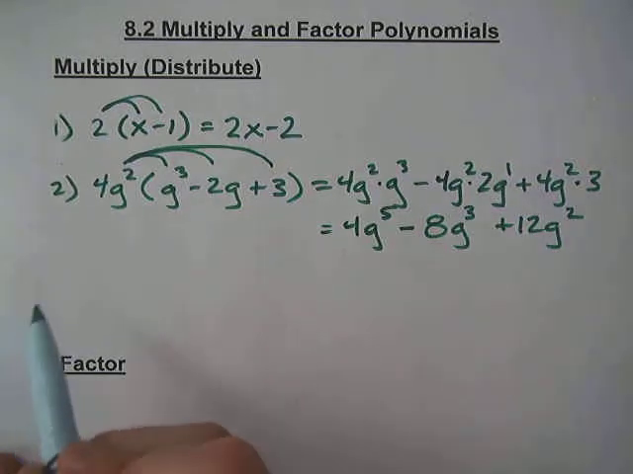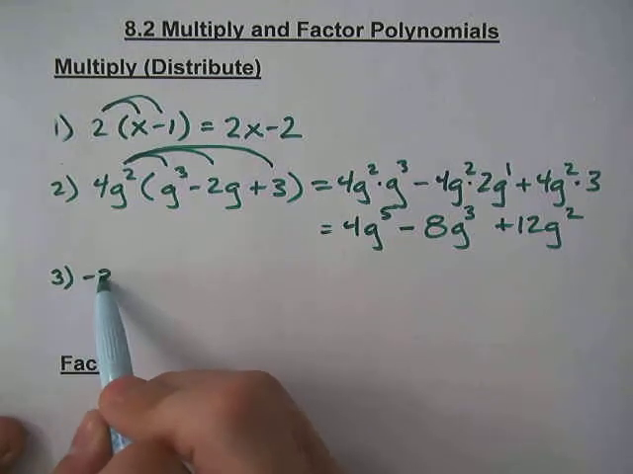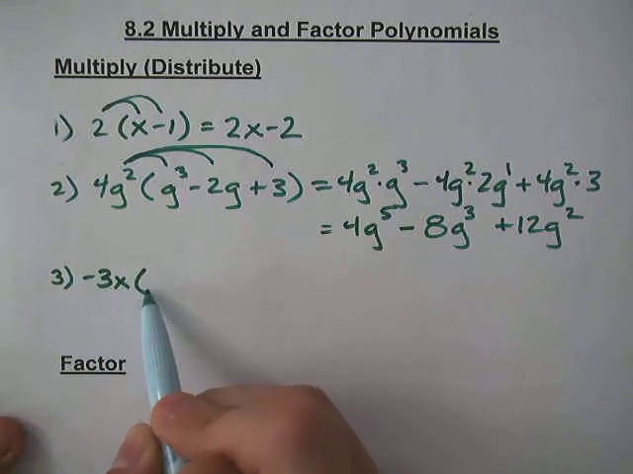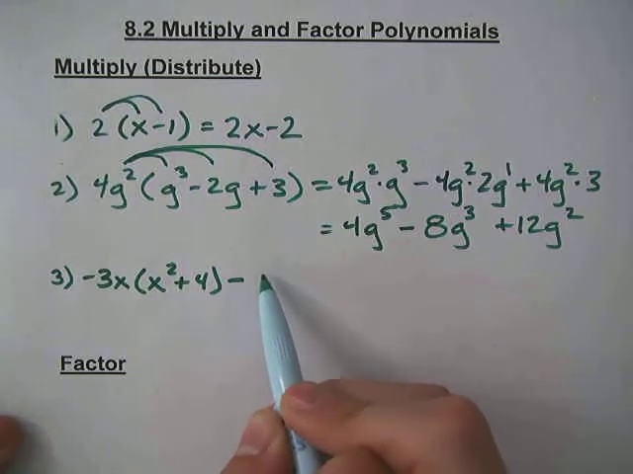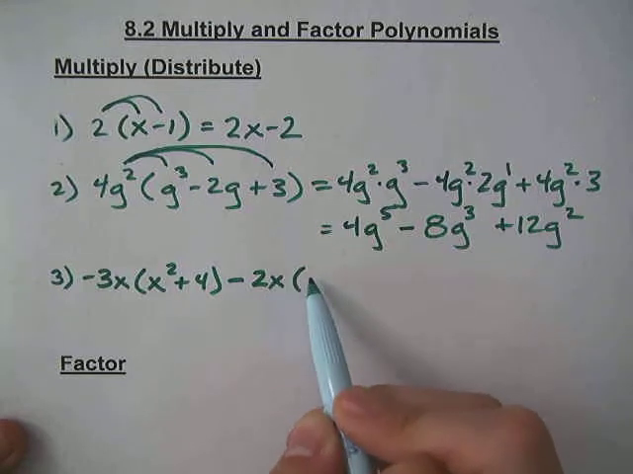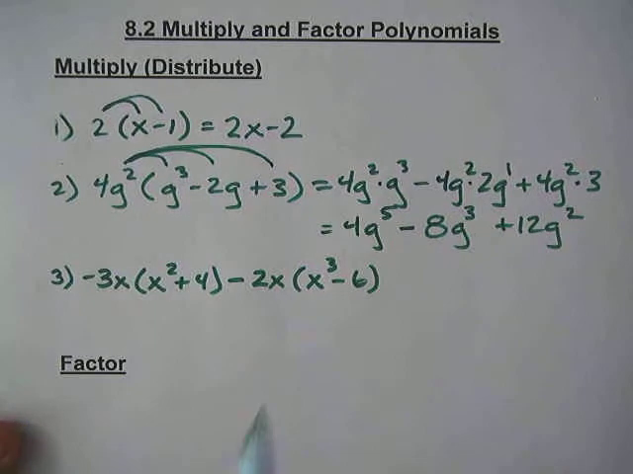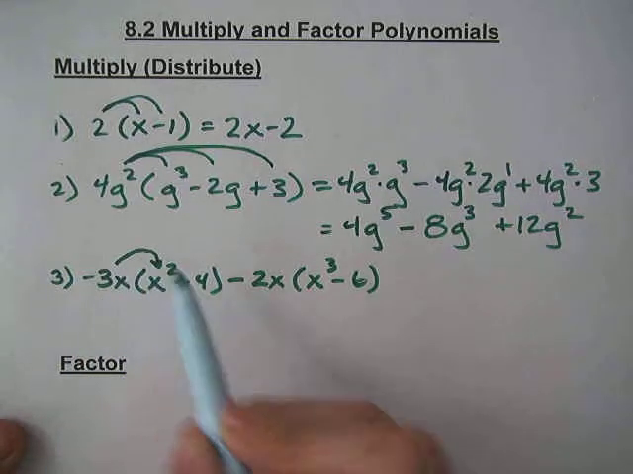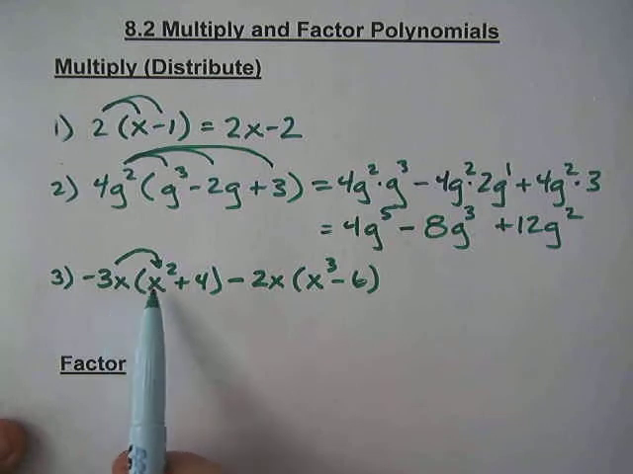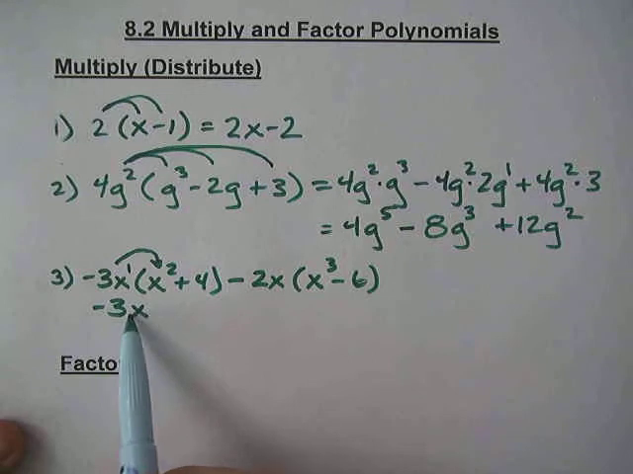Let's try another one. Let's see if that all made sense. Let's say I had negative 3x times x squared plus 4, minus 2x times x to the third minus 6. Okay, so as I look at this, we have two opportunities to distribute. Here's one of them. So I'm going to distribute negative 3 to the x squared. So remember, you're going to add your exponents. That's x to the first. So it's negative 3x to the third.